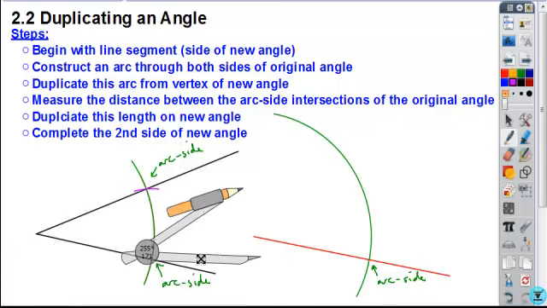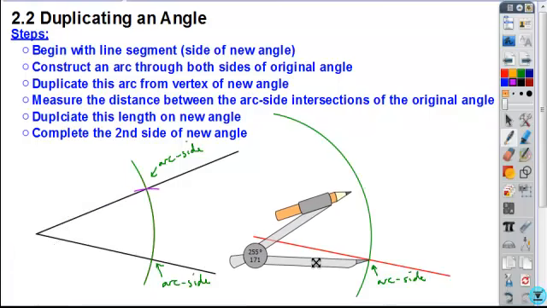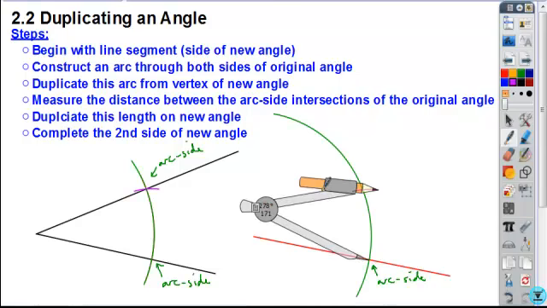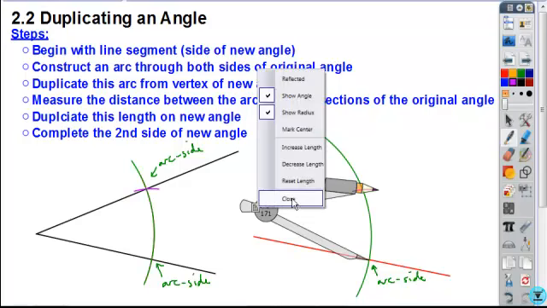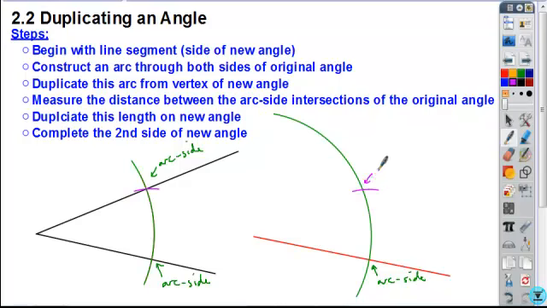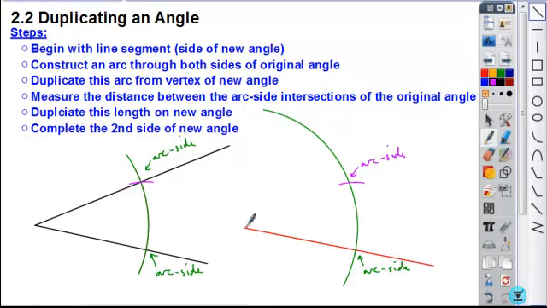And then you're going to duplicate this onto your construction. So we're going to place the compass tip at the one arc side intersection that we know. We're going to construct an arc, and that's going to allow us to see where the other arc side intersection has to occur. And so your final step is just to complete the second side of this new angle, and that can be done by connecting the vertex back through that other arc side intersection. And you will have constructed your duplicated angle.